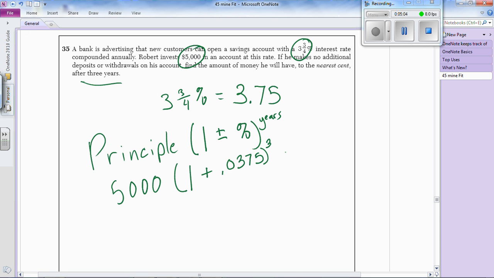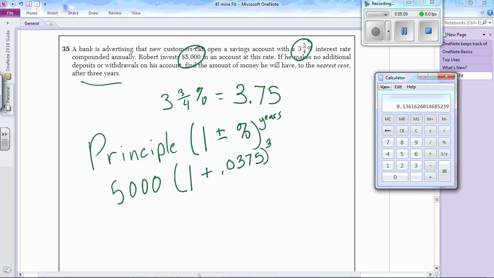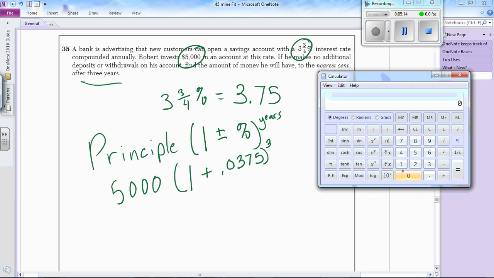Now, I do not have a very nice calculator for this, so forgive me, but I'm going to have to do this a little bit slightly more difficult way. This thing's got a scientific calculator. That's good. So I'm going to do 1.0375. Now you would just type this directly into your calculator, but I'm going to have to do this a little bit different. So 1 plus 0.0375 raised to the third power times 5,000. Now you would do it a different way. This is just how I have to use this obnoxious calculator.